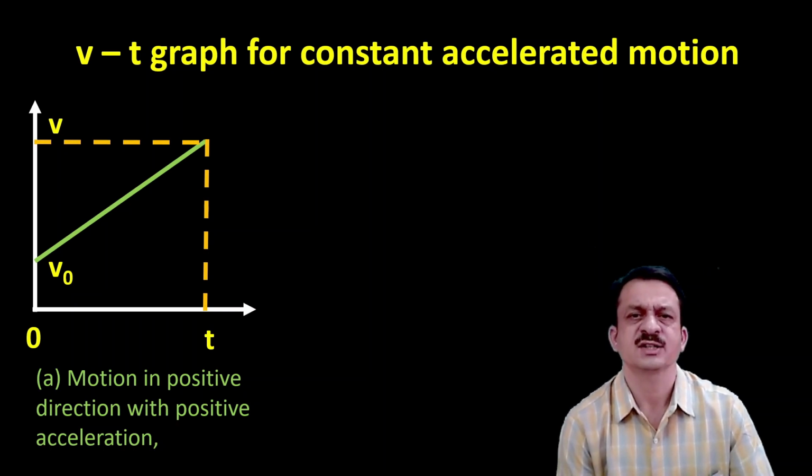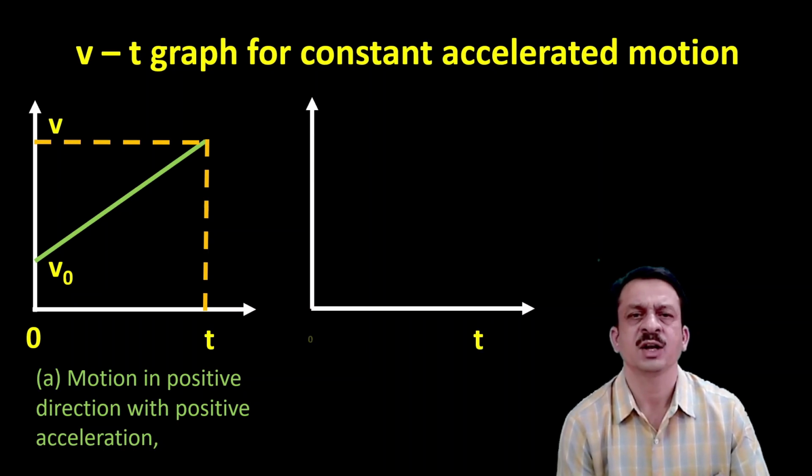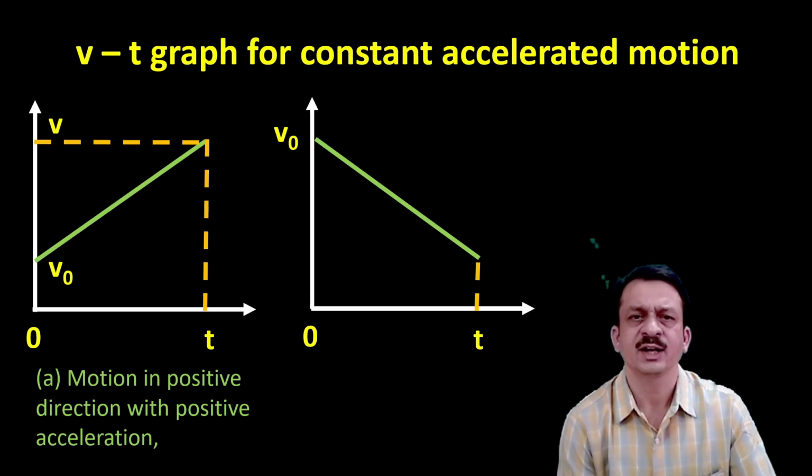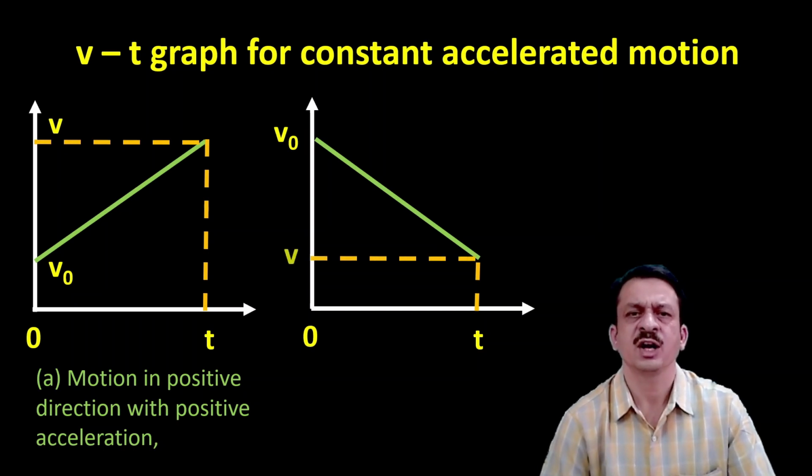Now we will study the second case. An object is moving in the positive direction, but with a negative acceleration. That means what should happen? We should get a straight line curve, but it is decreasing in nature. Once again, along the x-axis we have time, along the y-axis we are having velocity. Okay. Now we are having a decreasing curve because acceleration is negative. Initially we have v0, and to find the final velocity, draw a vertical dashed line from t. Where it touches the straight line, then we have to draw a horizontal line that represents the final velocity.